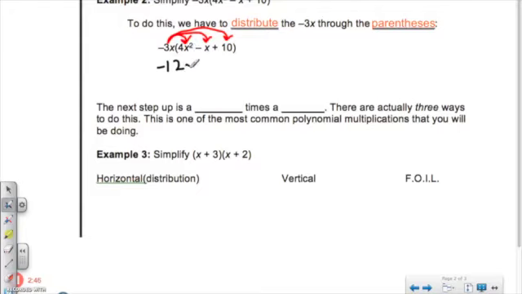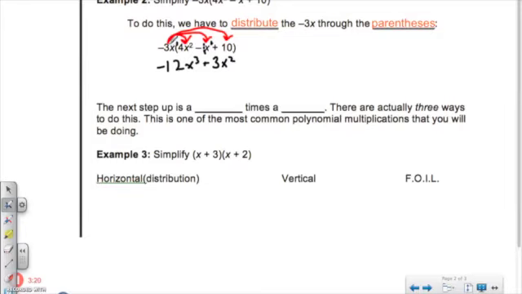X times x squared gives me x cubed, because remember, there's a little understood 1 on that variable, so my exponent is 1 on both of those variables. All right, now I've got negative 3x times negative x. Negative 3 times a negative, there's a little understood 1 there. Negative 3 times negative 1 is positive 3. And then x to the first times x to the first, we would add those and you get x squared.